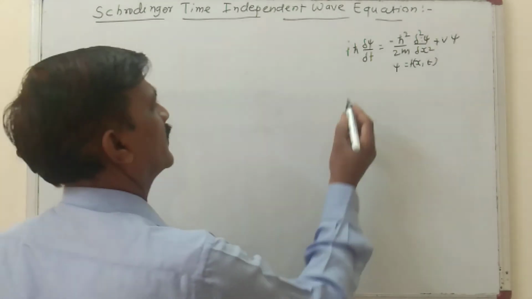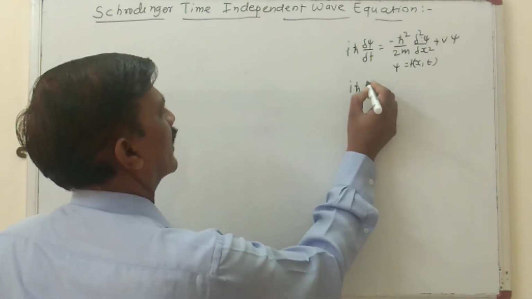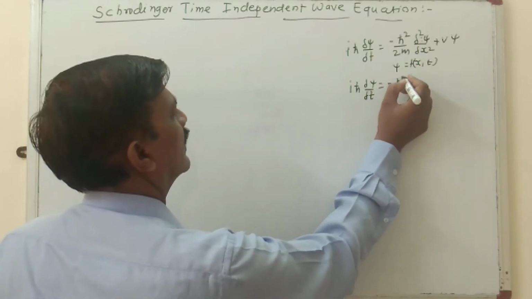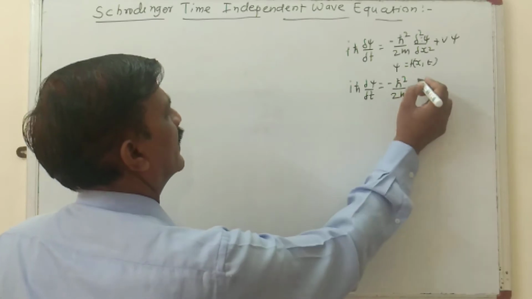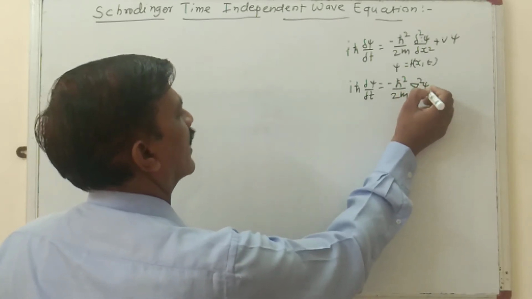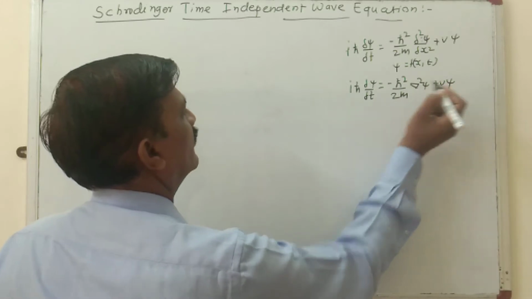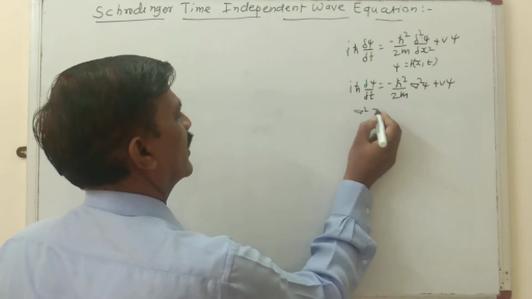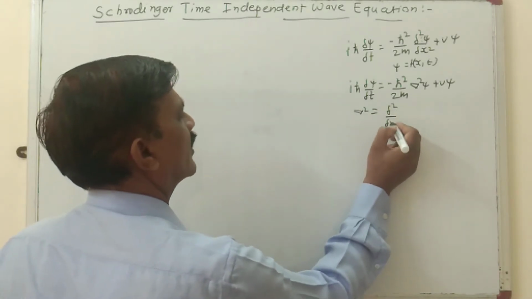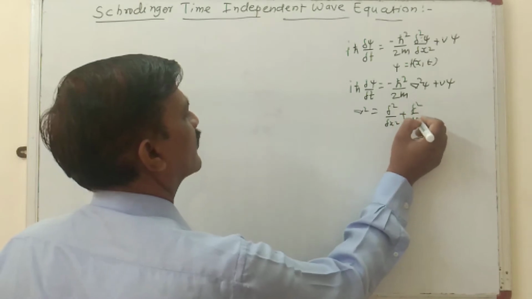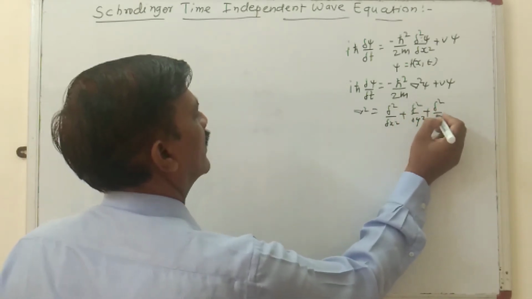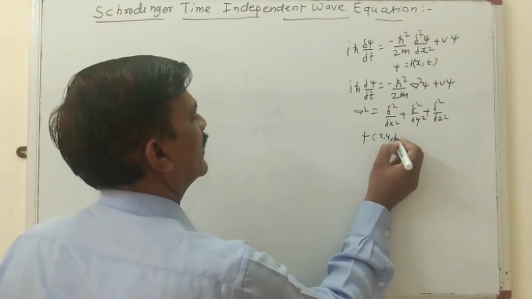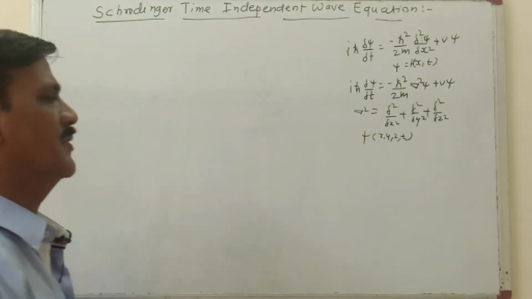In three dimensions, iħ ∂ψ/∂t = -ħ²/2m ∇²ψ + Vψ. Here we know already ∇² = ∂²/∂x² + ∂²/∂y² + ∂²/∂z², that is, ψ is a function of x, y, z and t. This is in three dimensions.